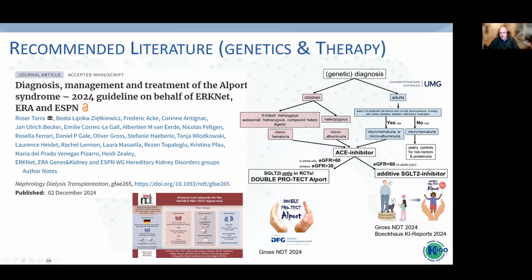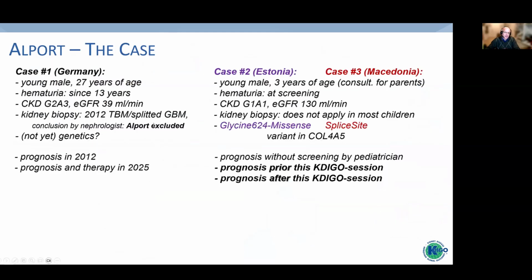And finally, you would add an SGLT2 inhibitor, not in a child, because in children we have an ongoing clinical trial to sort out how good SGLT2 inhibitors are in children with Alport syndrome. So it's very important to have this genetic diagnosis to make a balanced decision about therapy. So let's solve all 3 cases in my final slide.